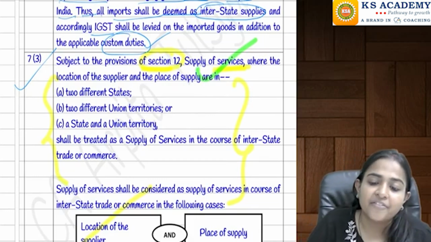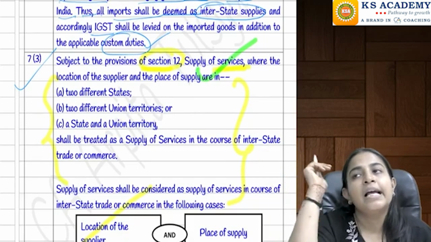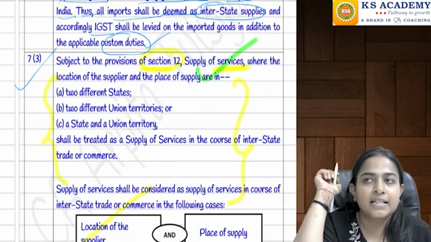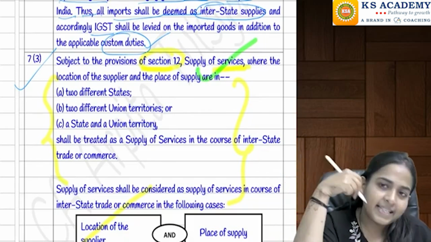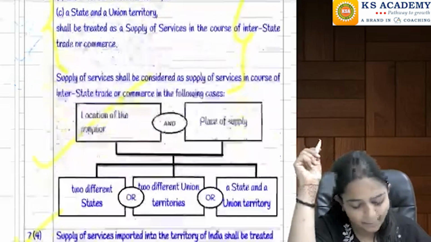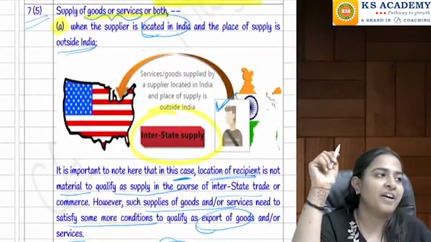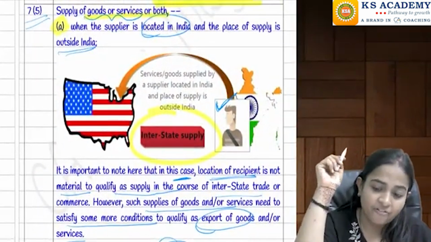Are you clear with this? Yes. So in this case, generally what happens is, if the supplier is located outside India, the recipient is here in India, and the place of supply is here in India, it will be called import of service. Very clear with this? And then section number 7.5. What is section number 7.5 talking about? Very specific section.